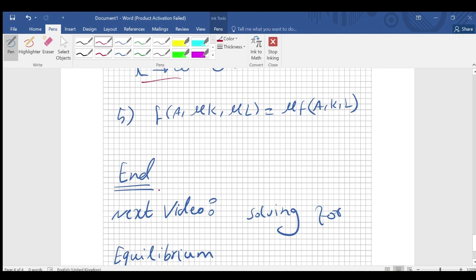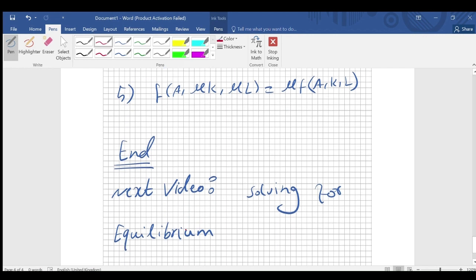So basically, these are all the assumptions that we are making on the households and the firms in the Solow model. And this is the end of the assumptions. In the next video, we will be solving for equilibrium in the Solow model.